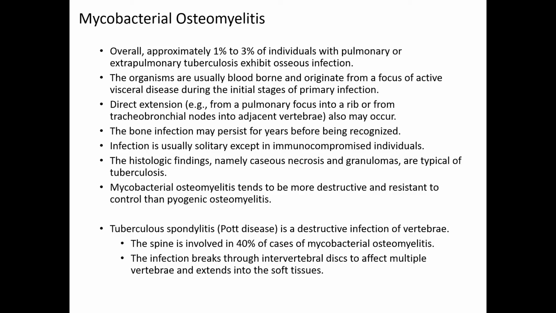Tuberculous spondylitis اللي نسميه pot disease is a destructive infection of the vertebra in which the spine is involved in 40% of cases of Mycobacterial osteomyelitis, and the infection breaks through the intervertebral disc to affect multiple vertebrae and extend into the soft tissue.